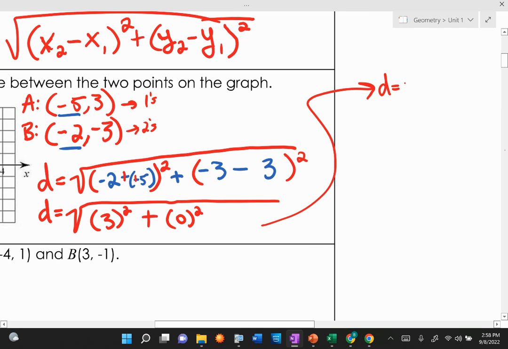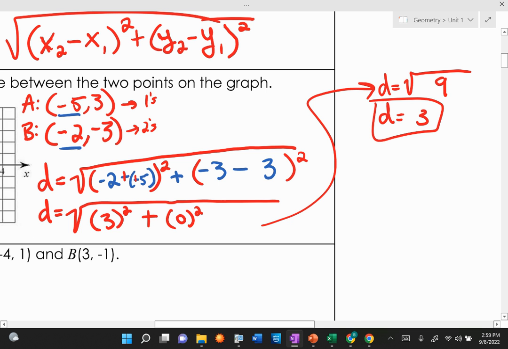So, square root of, what's 3 squared? 9. What's 0 squared? 0. Okay, what is the square root of 9? 3.